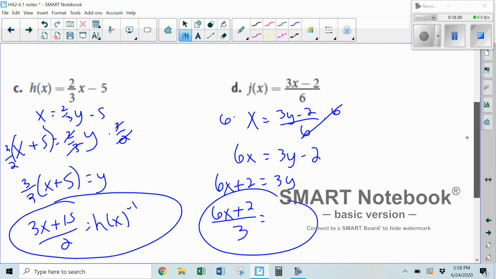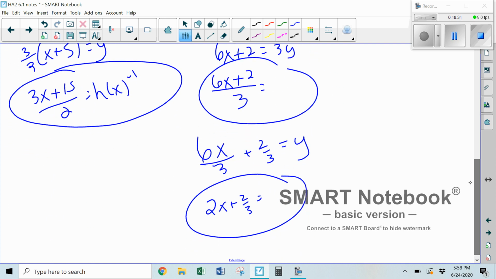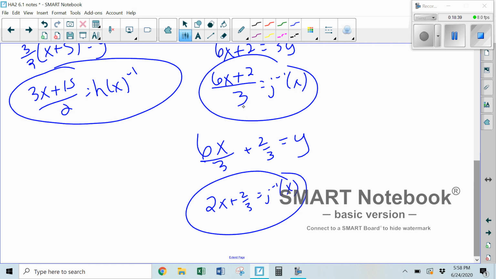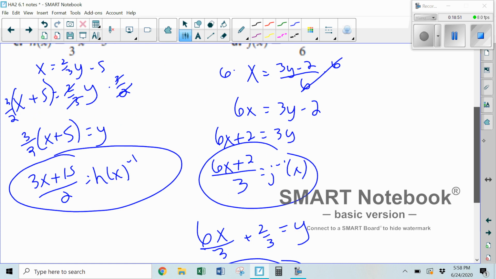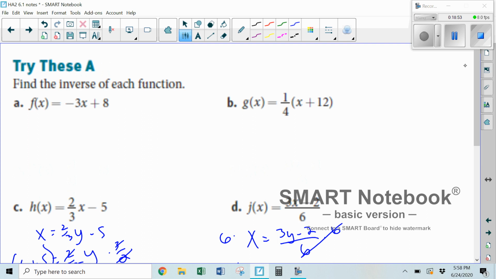The letter we used here was j of x. So one is just with the 3 denominator, and in one I broke the 3 into each part of the numerator, and I did that because it simplifies 6/3. But either one is fine. You don't need to write both. And that is how you find inverses. So you're ready to begin your homework.